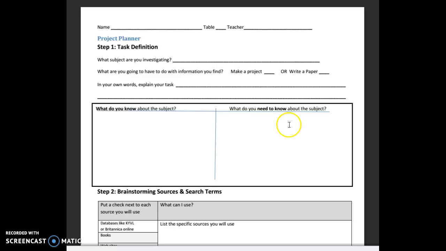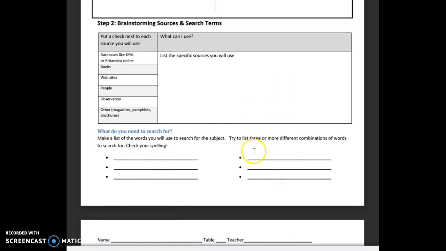The next thing you're going to do, as I scroll down, is you're going to work on brainstorming your sources and search terms. So for each one of the sources that you're going to use, like KYVL, Britannica Online or Encyclopedia Online, books, websites, people. Remember, people are a good way to do experts, observation, and then there's also others. So using magazines, pamphlets, brochures, things like that. Next week, we're going to get more into the specific sources, unless you already know of an expert you'd like to use or a website you would already like to use.